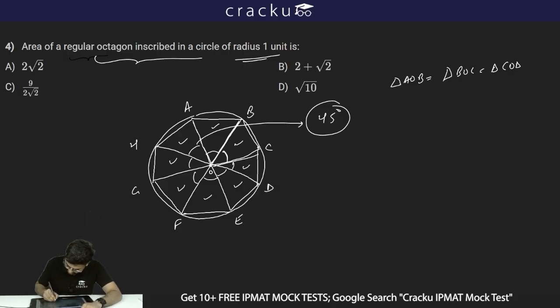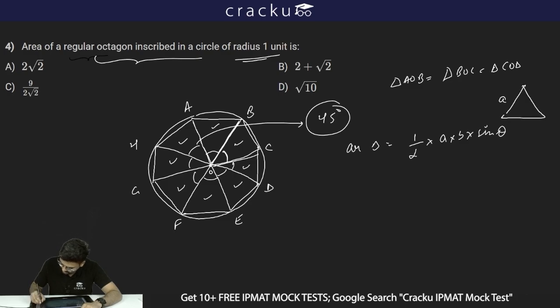Now I know the area of a triangle can be written as half into A into B into sine theta. Let's say if this length is A, this length is B, and the angle between them is theta, then the area of the triangle can be written as half into A into B into sine theta.